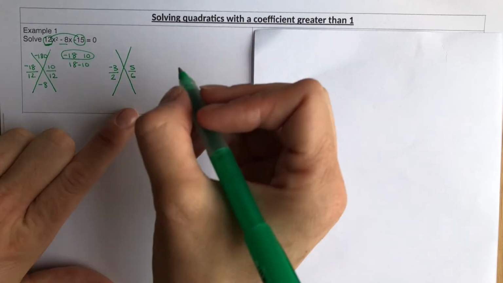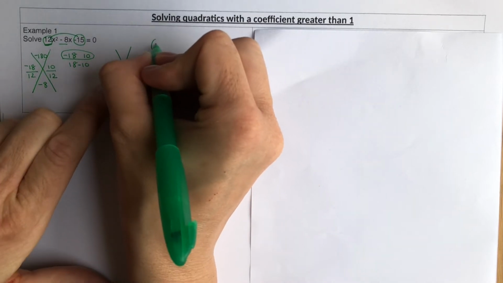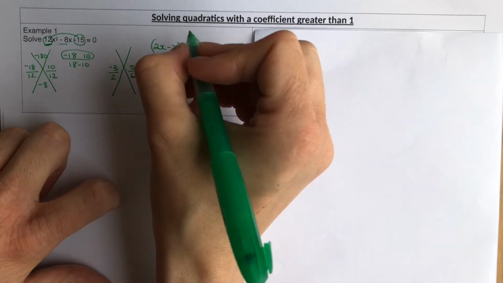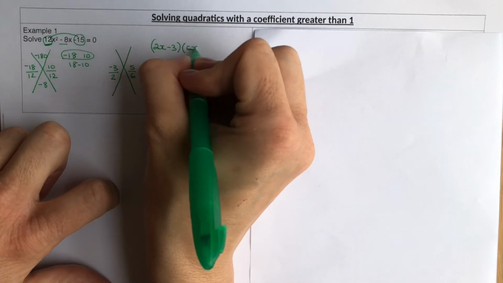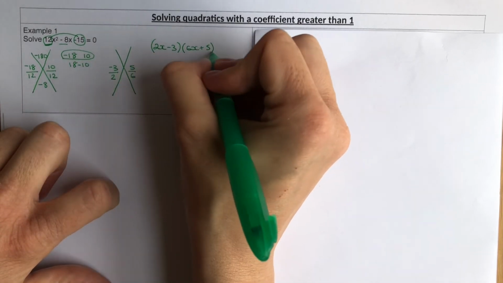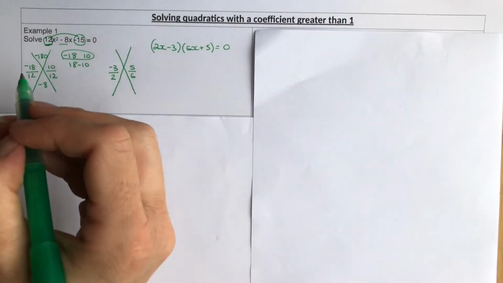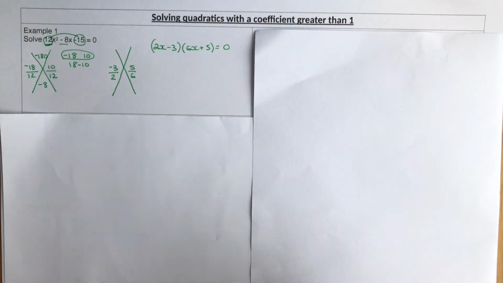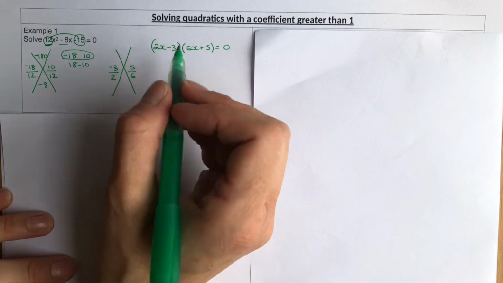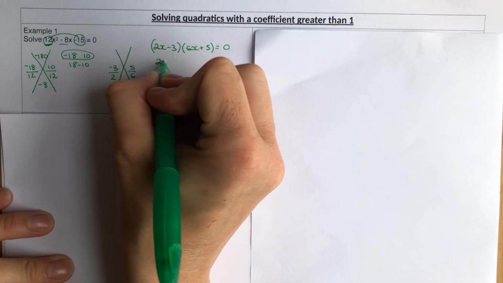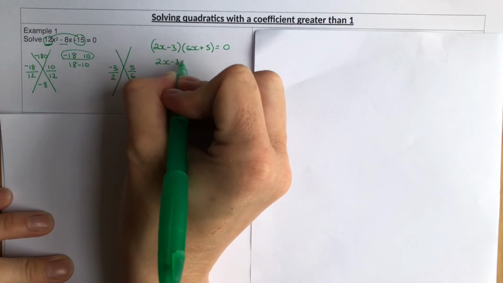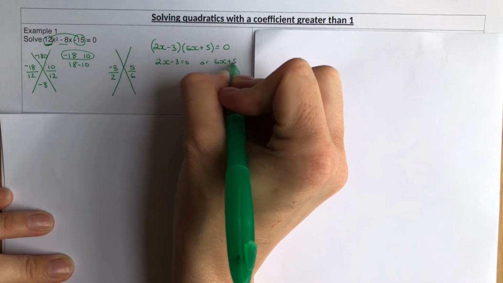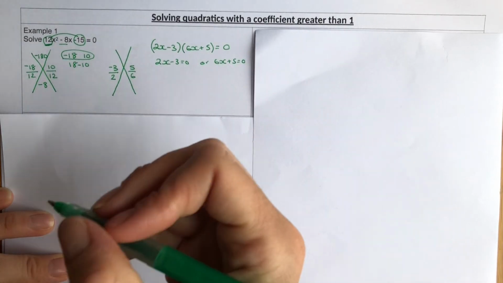So if I factorise this, I would get, remember the bottom number goes in front of the x, the top number is the constant, and I get 6x add 5. Okay, so I factorised that expression here, and that's equal to 0. So we solve this like we solved the other ones. You have to put each bracket equal to 0. So 2x minus 3 equals 0, or 6x add 5 would equal 0. And then just solve them.